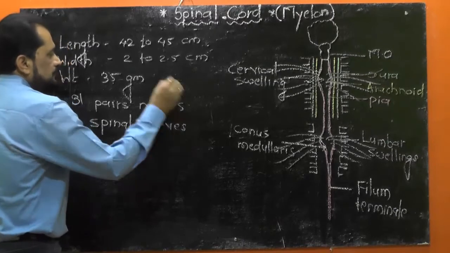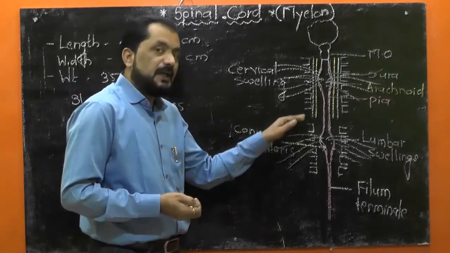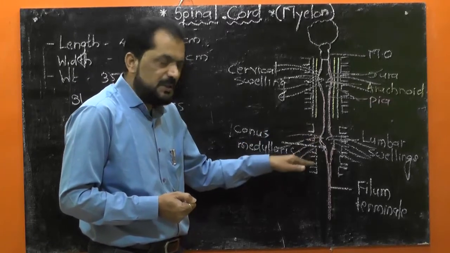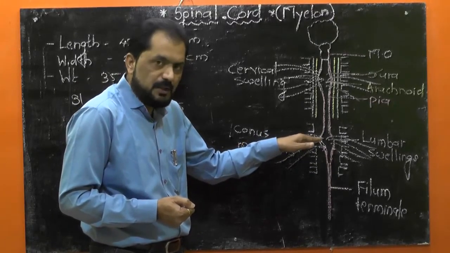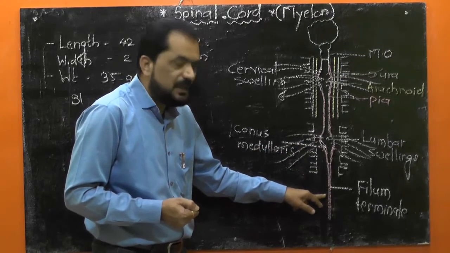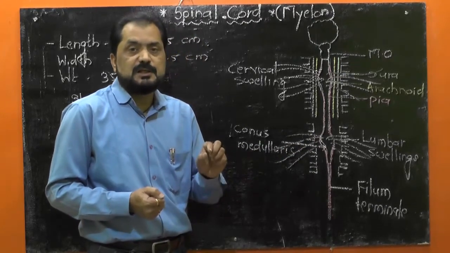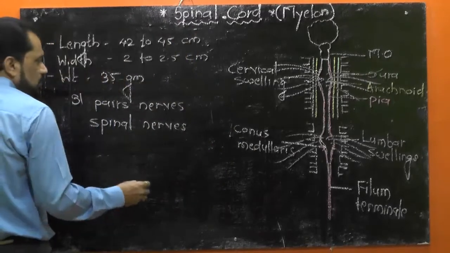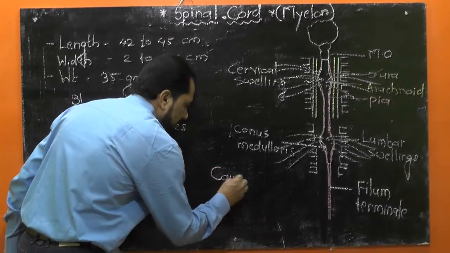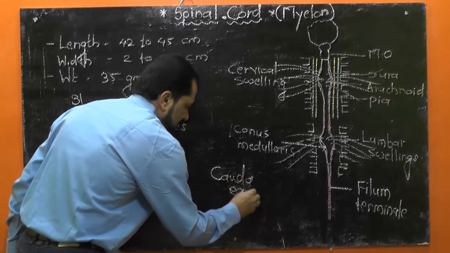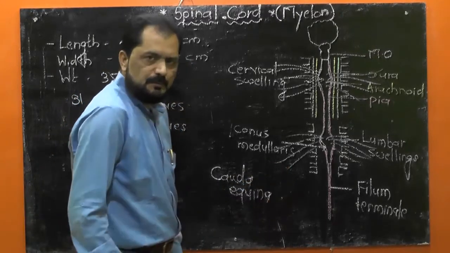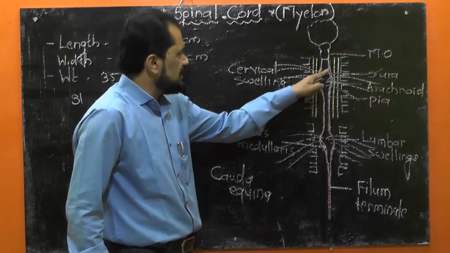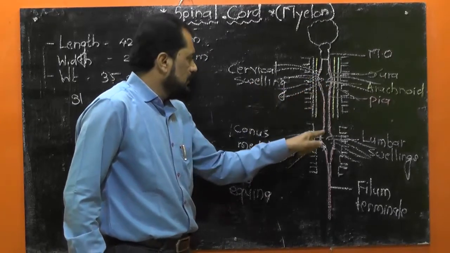Spinal nerves arise from the hind part, or posterior part, of the spinal cord along with the filum terminale, and appear just like a horse's tail. This structure is known as Cauda equina. Please listen. I said that many of the nerves arise either from this region, that is the cervical swelling, or from the lumbar swelling.